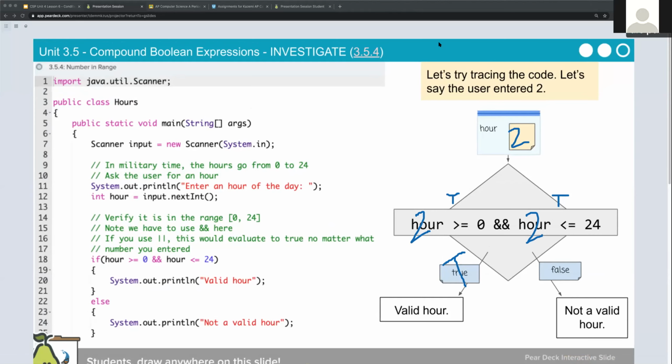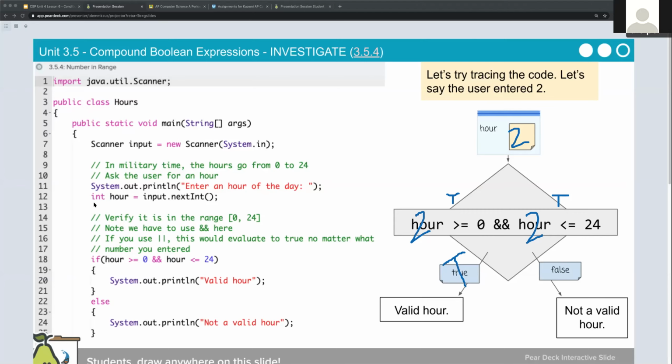So basically what we were doing is we were taking the example program here called Number and Range from CodeHS, and we were trying to investigate what it does by tracing the code. Okay, so we can see here that on line 11, we're prompted to enter an hour of the day. Up here in yellow, it gives you the scenario that the user put in too.